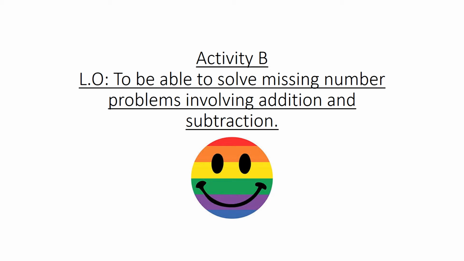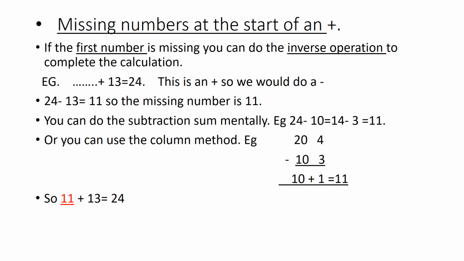Hello Year 2, this is Activity B, and today we're going to be looking at solving missing number problems but with addition and subtraction. So first of all we're going to have a look at when the missing number is at the start of an addition sum. So there's an example here: something add 13 equals 24.